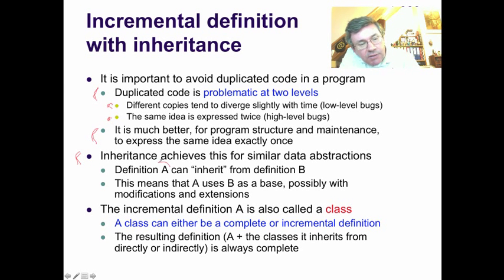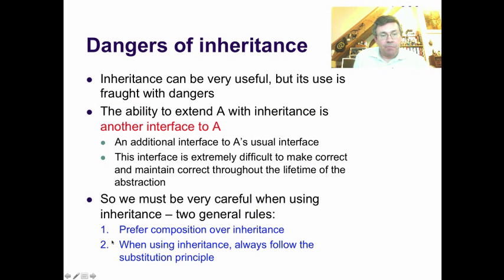And the way it's done is that the definition A can inherit from B. So that means A will use B as a base, possibly with modifying and extending it. And the incremental definition is called a class. This is the same term that we used for the complete data abstractions we defined earlier. So a class in object-oriented terminology can be either a complete or an incremental definition. But the resulting definition, for example, an incremental plus all the classes it depends on, together always forms a complete definition, of course.